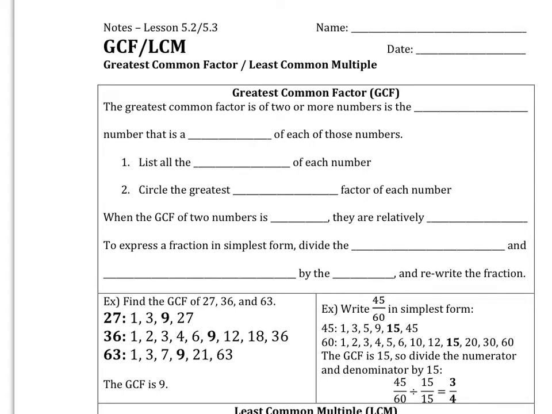The greatest common factor of two or more numbers is the greatest number that is a factor of each of those numbers. So the way that you're going to do this is, first of all, you're going to list all the factors of each of the numbers, and then you're going to circle the greatest shared factor of each of the numbers.